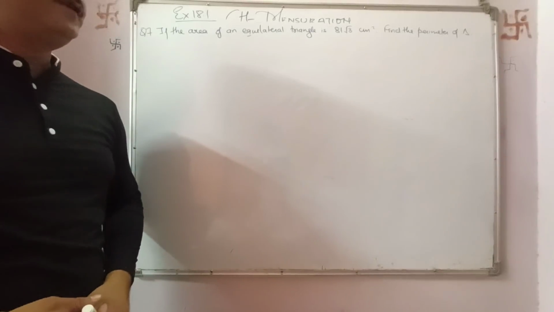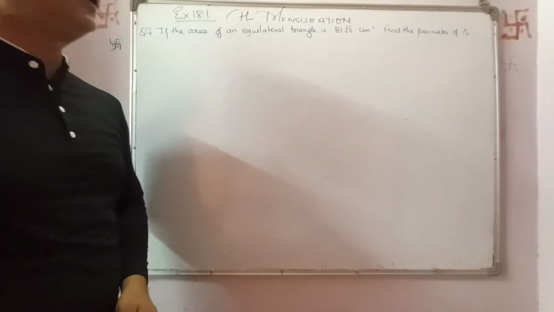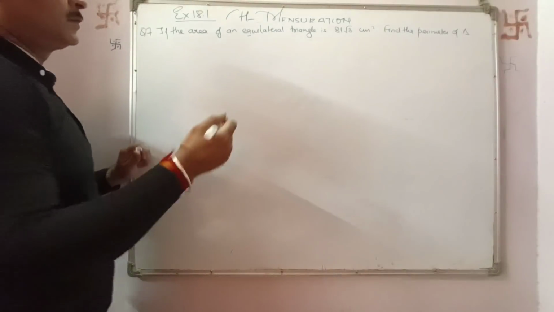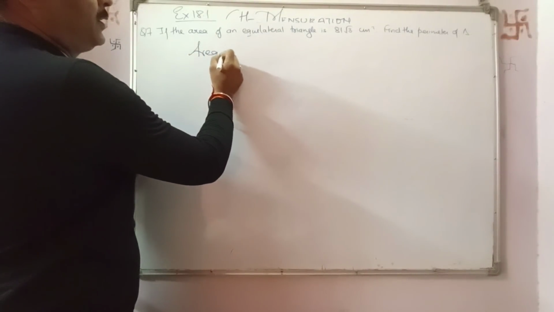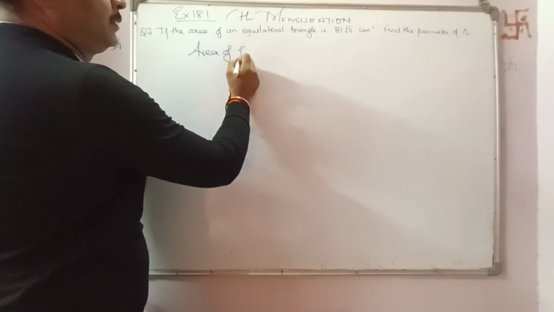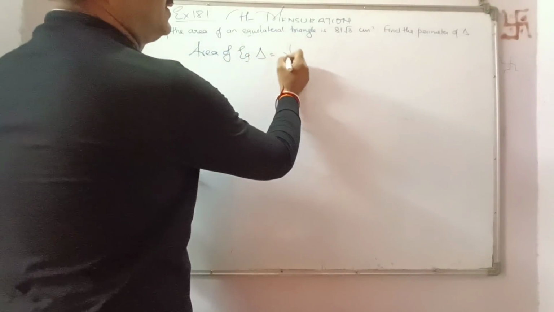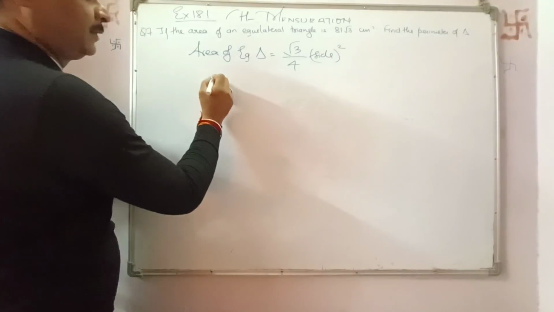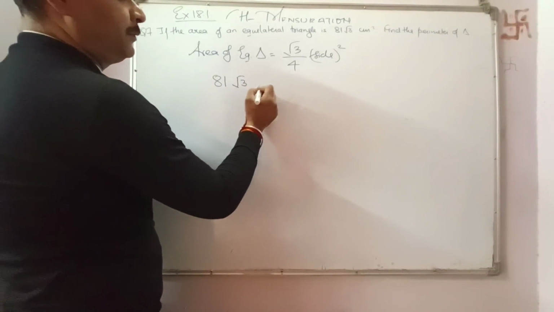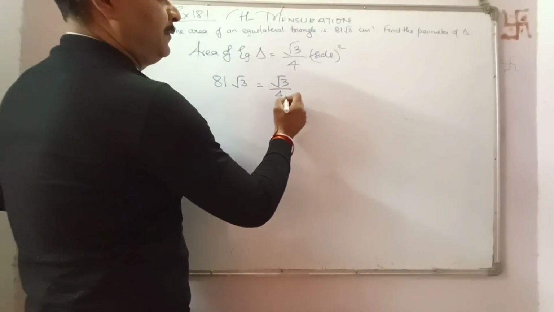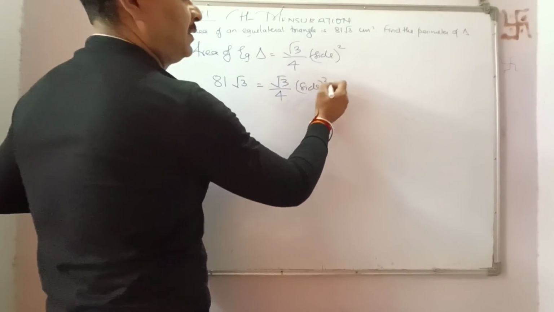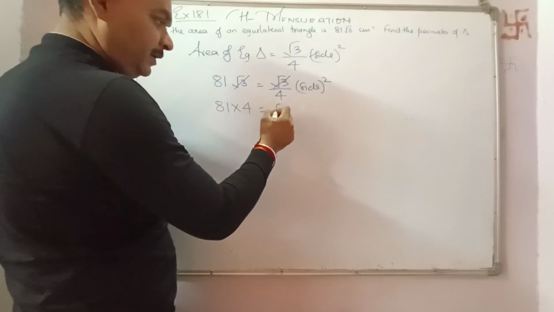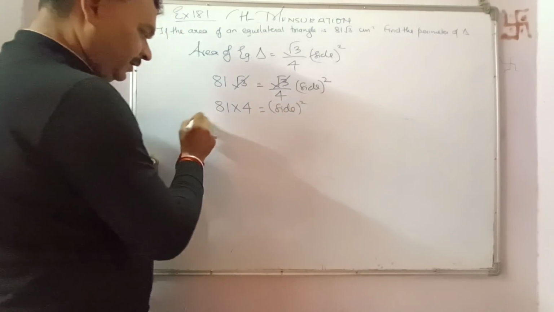Okay, if the area of an equilateral triangle is 81 root 3 centimeter square, you need to find the perimeter of the triangle. So I told you people that you have to remember that formula. The area of an equilateral triangle is given by root 3 by 4 side square. So it is 81 root 3 equals root 3 by 4 side square. Now root 3 will be cancelled out. It will be 81 into 4 is equal to side square, taking square root on both sides.